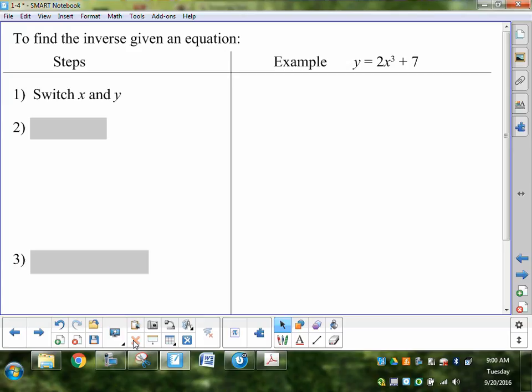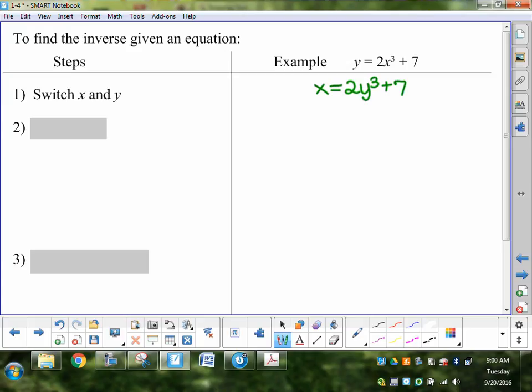So Riley, what is this equation going to look like when I switch the x and the y? 2x cubed equals y plus 7. No, these guys switch. x is equal to 2y cubed plus 7. So I did my first step. What's the next thing after I switch the x and y?